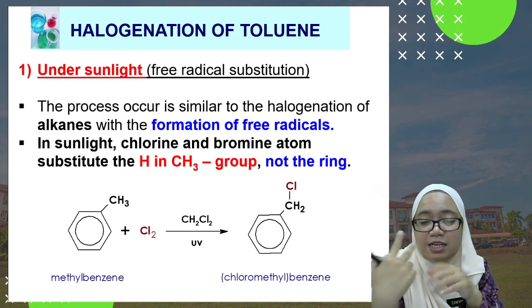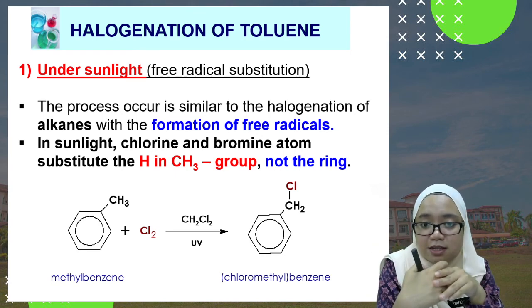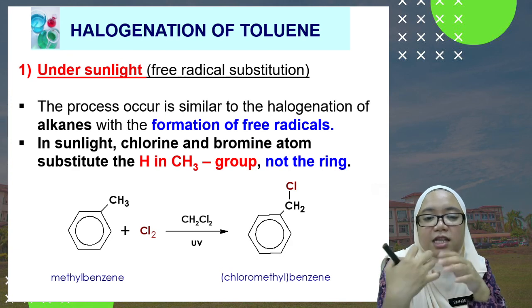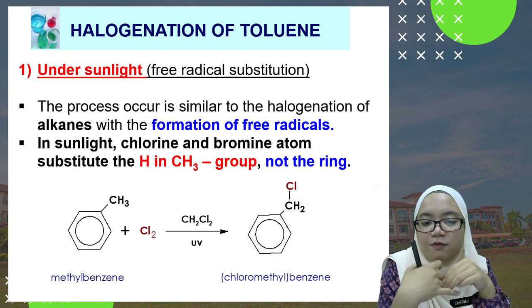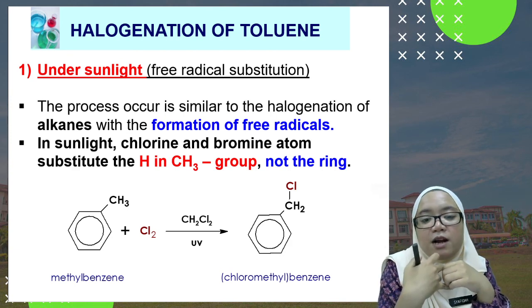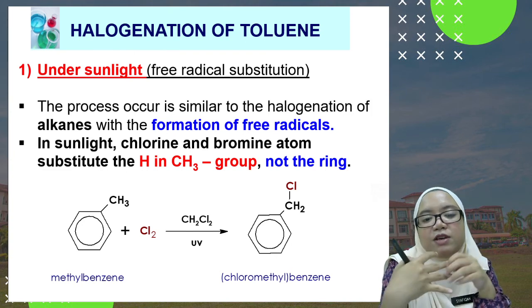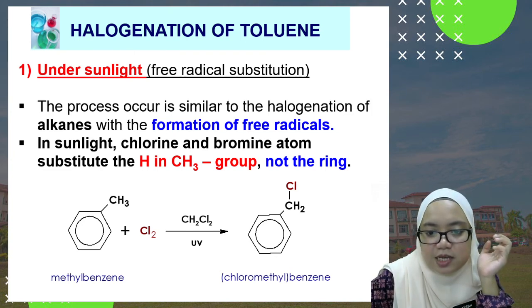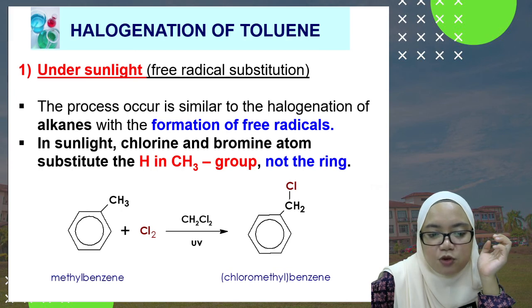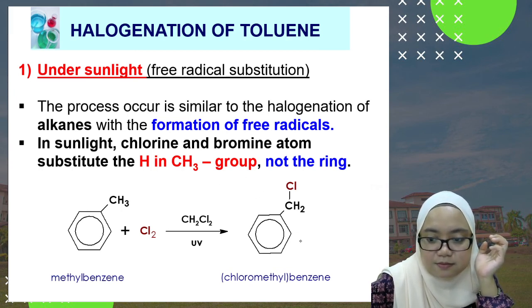Okay, sebab nanti chlorine ni, awak ingat lagi tak, kita ada berapa step of free radical substitution? Ada 3 step. Ada initiation step, propagation step and termination step. Okay, so kita akan form chlorine free radical dulu, and then kita akan form carbon free radical. Okay, lepas tu kita akan cantumkannya macam ni. Okay, so daripada methyl benzene ataupun toluene, we will form chloromethyl benzene.